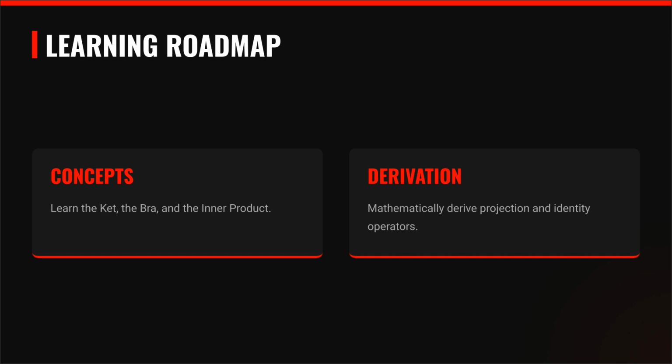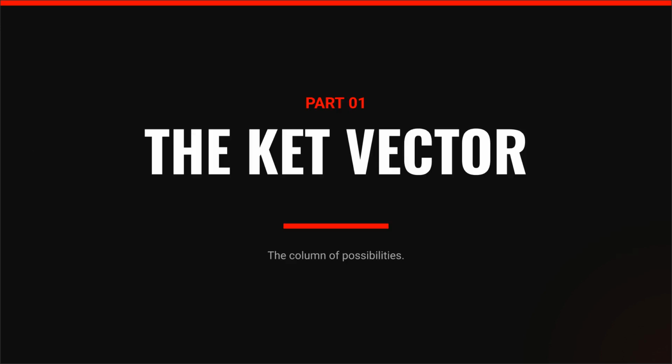Our learning roadmap includes understanding the core concepts: the ket, the bra, and the inner product. We will then mathematically derive projection and identity operators. We begin with part 01, the Ket vector, which represents the column of possibilities in a quantum system.